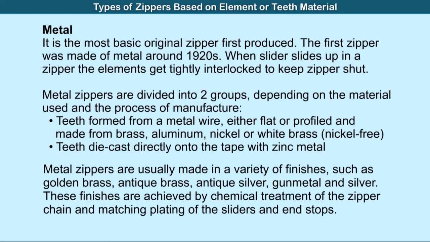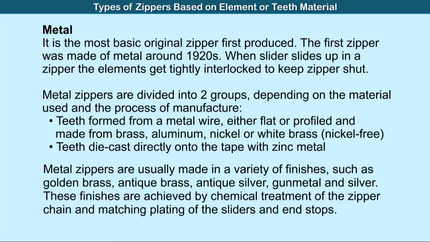First is metal. Metal zipper is the most basic original zipper, first produced. The first zipper was made of metal around 1917 and 1920s. When the slider slides up in a zipper, the elements get tightly interlocked to keep the zipper shut.